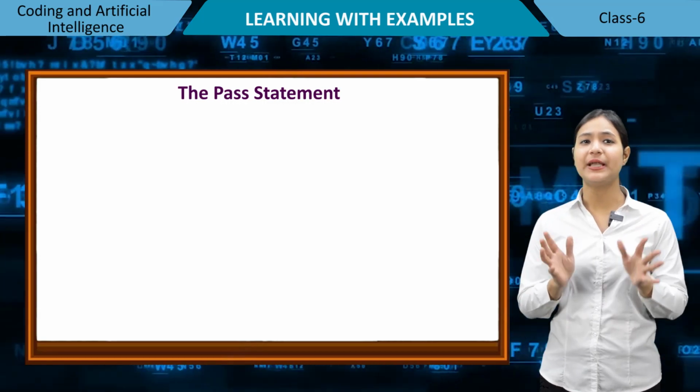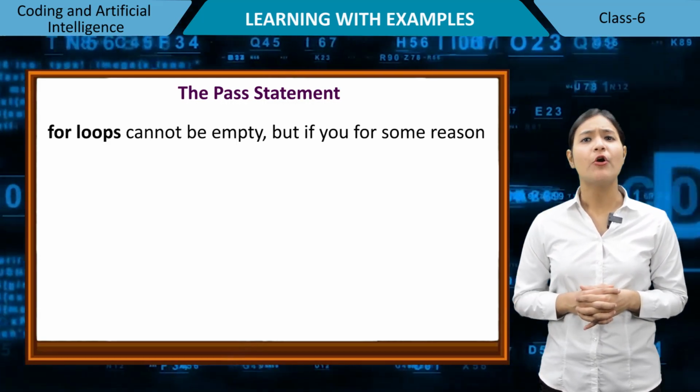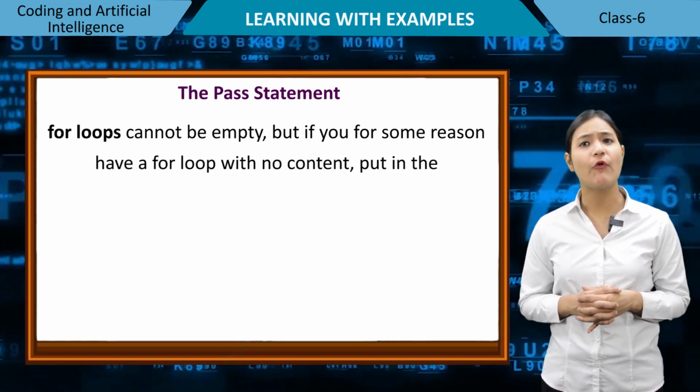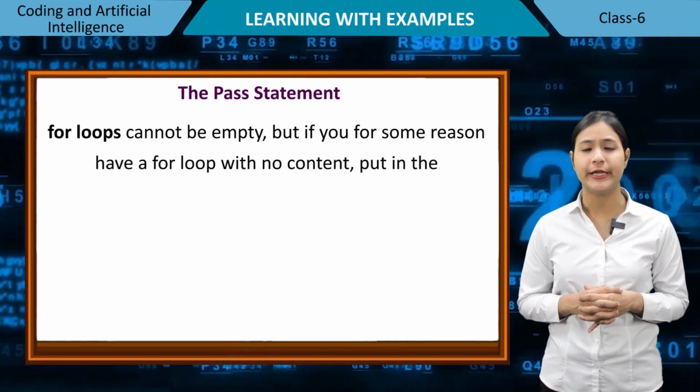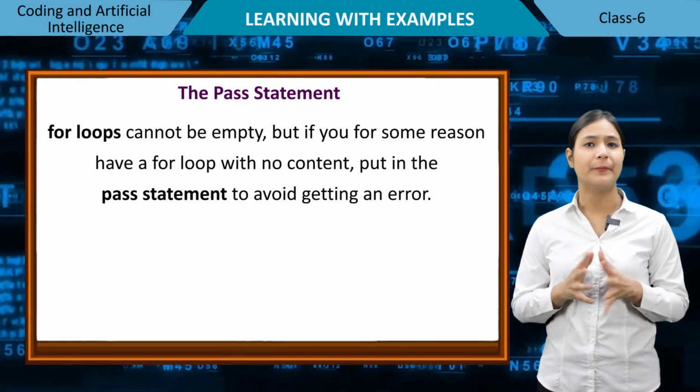Example 11. Print each adjective for every fruit. The pass statement. For loops cannot be empty, but if you for some reason have a for loop with no content, put in the pass statement to avoid getting an error.